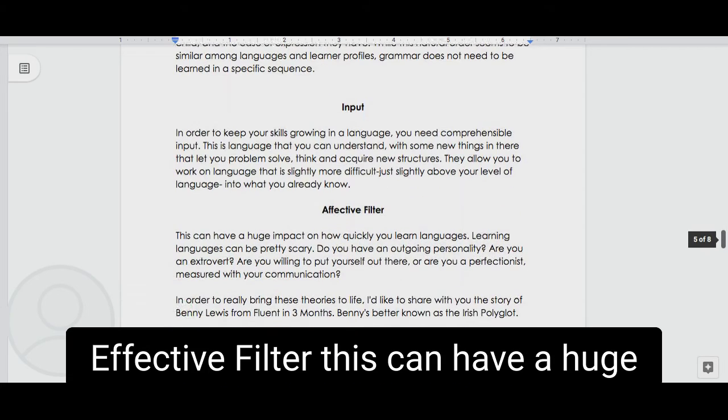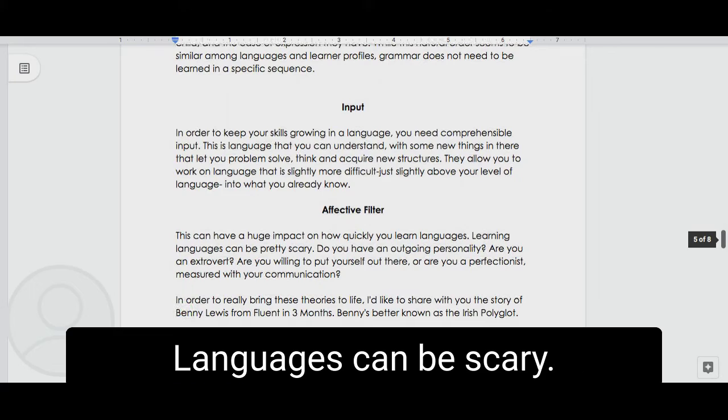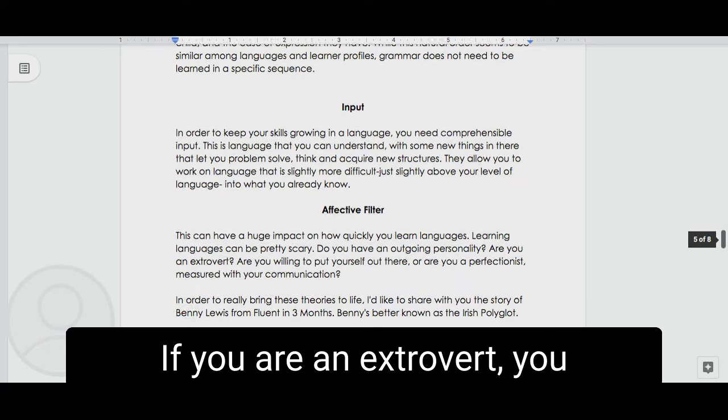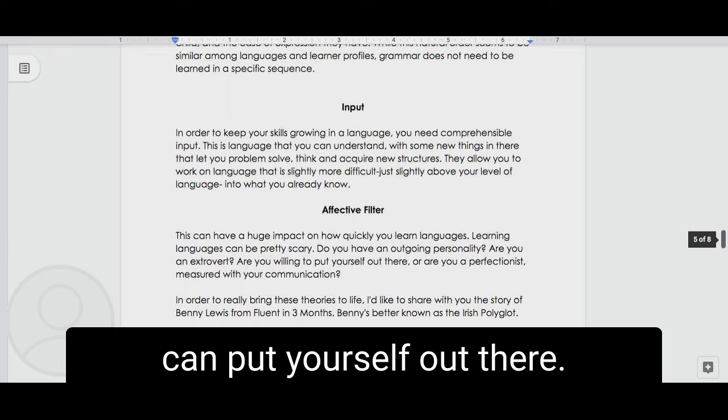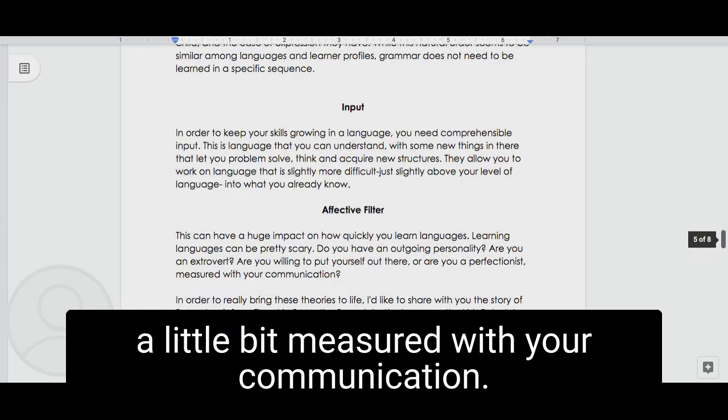Affective filter. This can have a huge impact on how quickly you learn languages. It can be scary. If you are an extrovert, you can put yourself out there, and if you're a perfectionist, you might be a little bit measured with your communication.